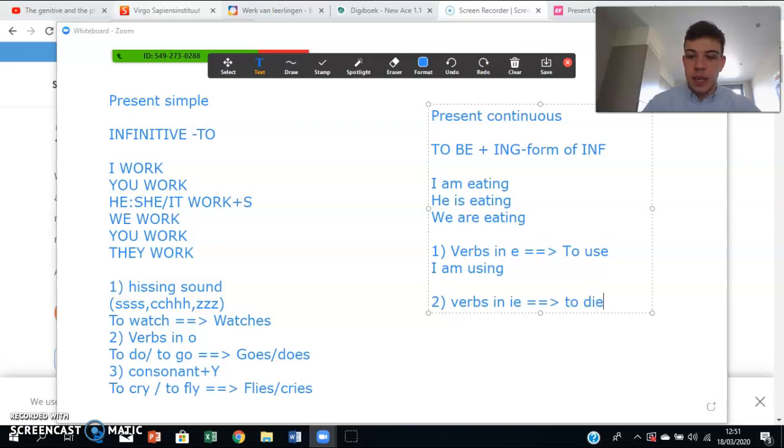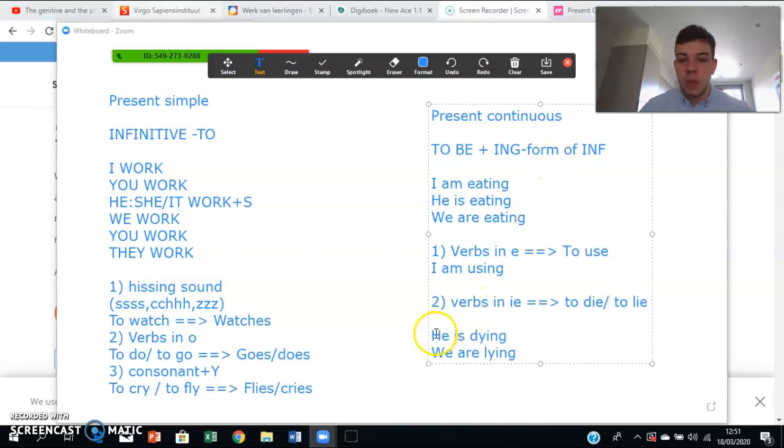Example: to die, to lie. He is dying. We are lying, for example. Okay. These are also exceptions. And the last one are stressed sounds.